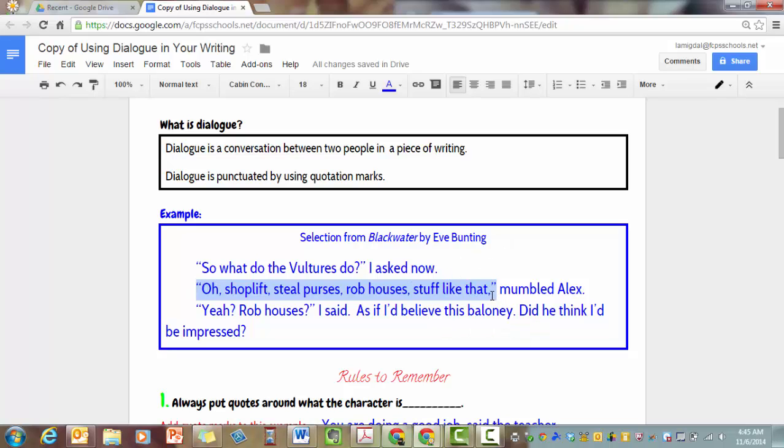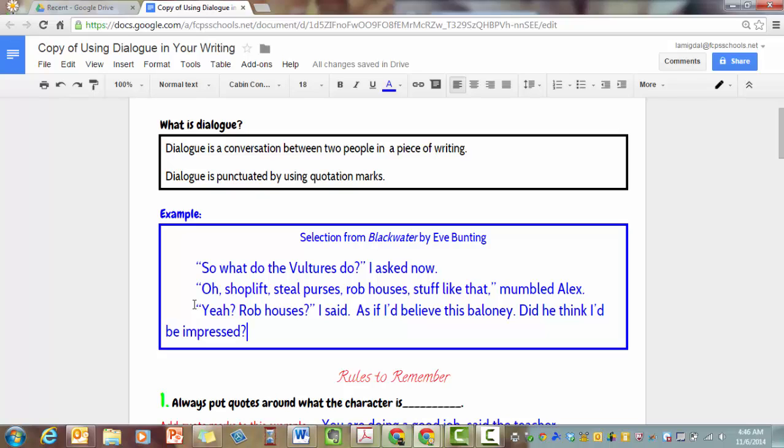There's a little bit of punctuation there. There's a comma there. And then again, the identifier. Mumbled is the talk word, and then the character. "Yeah, rob houses," I said. Those are Brody's exact words, and that's the I character. There's a talk word, said, and then I. And then this part is what Brody is thinking, not what he's saying. So there are no quotation marks about that. I want you to notice each time a new character speaks, there's a new line. And it's actually indented in the story.